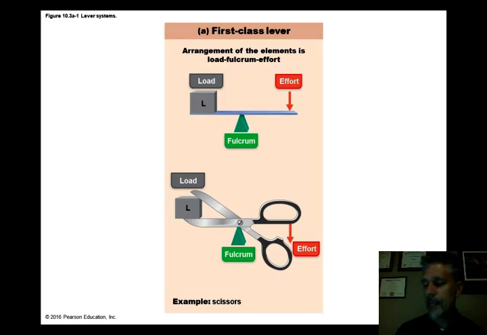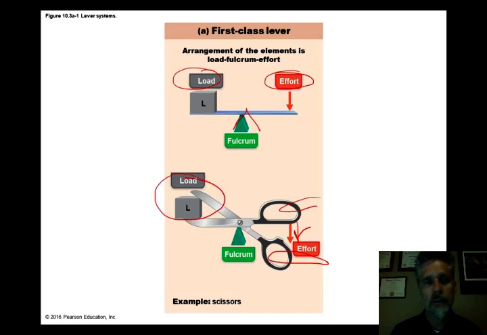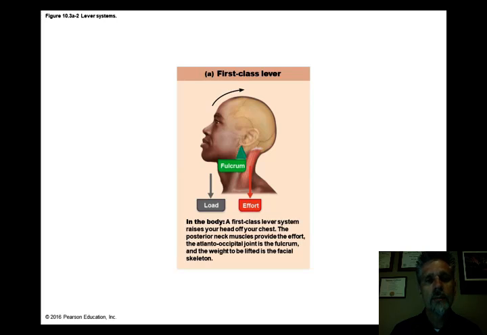This first class that we see here, we have the load on one end, we have the effort on the other end, and we have the fulcrum in the middle. So this is kind of like scissors. We can see your hand, your muscles go here and here, and we produce the movement by the power of the muscles. Here's your fulcrum, your pivot point right in the middle, and your load or your action occurs on the other end.